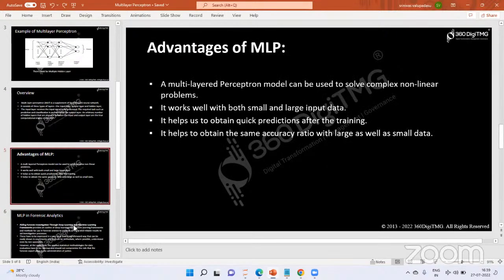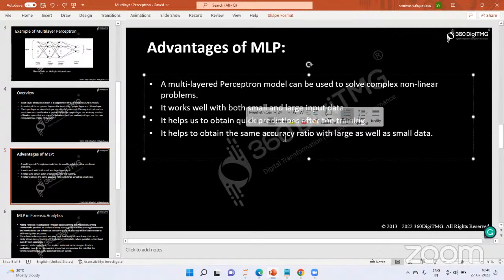The advantages we also discussed. This concept is used to solve complex and non-linear problems. It works well with both small and large data input and obtains quick predictions, so time will be less. The accuracy is the same with large as well as small data, not depending on the size of the data.